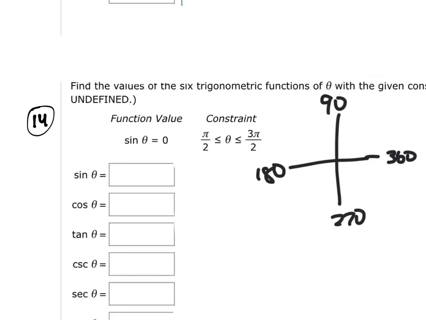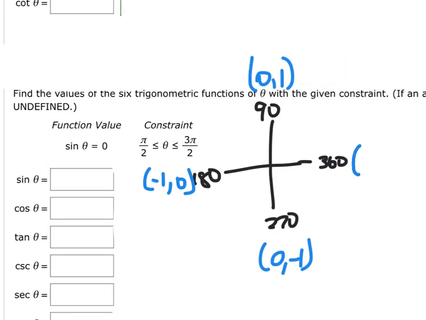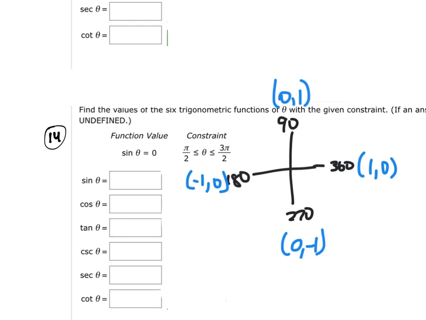What is the ordered pair up here for 90? How'd I get there? It's 0, 1, right? What is 270 then? 0, negative 1. 180 is negative 1, 0. What's 360? 1, 0. Now, you don't have to worry about the hypotenuse and all this stuff. These are quadrantal angles. You guys can answer all of this just by looking. They're talking about where the sine, which is what value, x or y? Y.